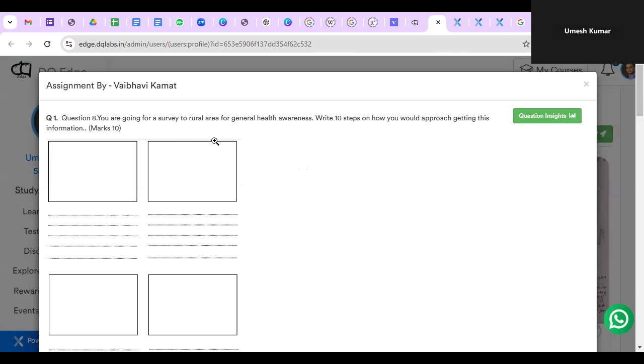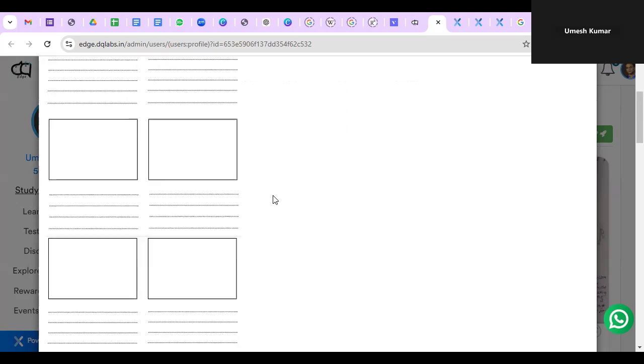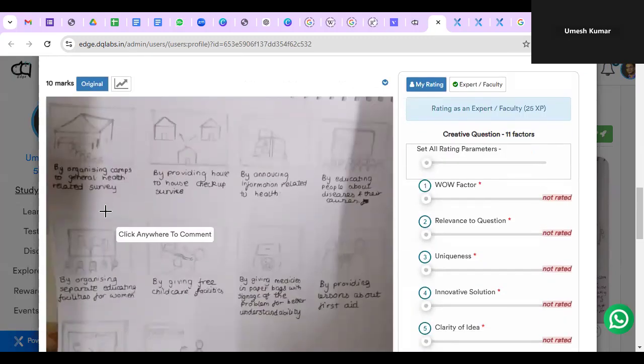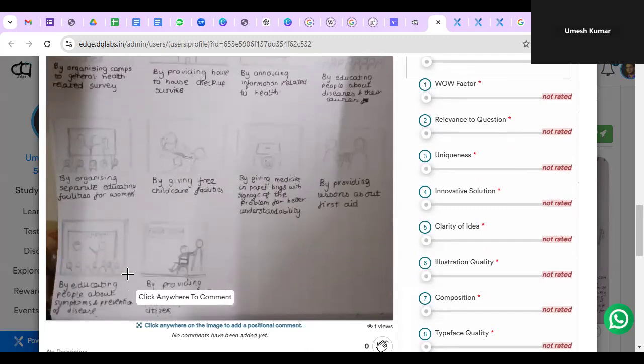Okay. So you are going for a survey to rural area for general health awareness. Write 10 steps on how you would approach getting this information. So basically, you got to sketch and also write. Vaibhavi, your illustrations have to be improved. They're not readable. Yes, sir. Okay, these are simple illustrations, so you should not have a lot of difficulty in doing it.